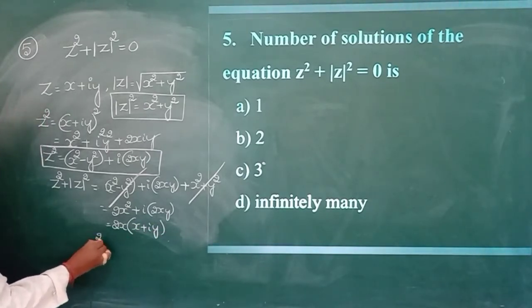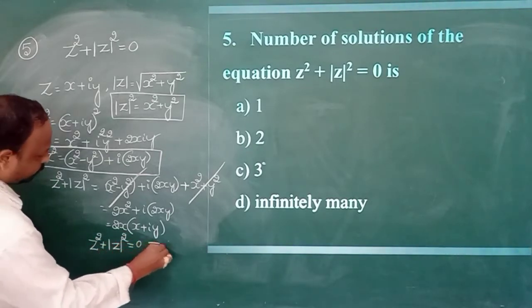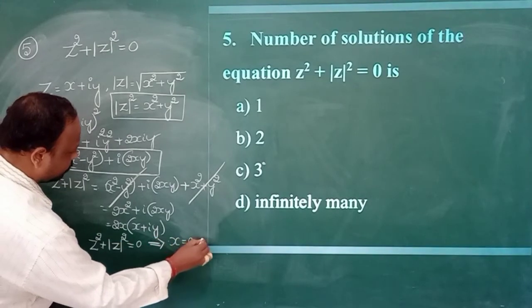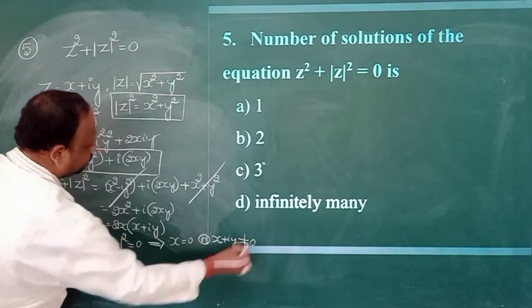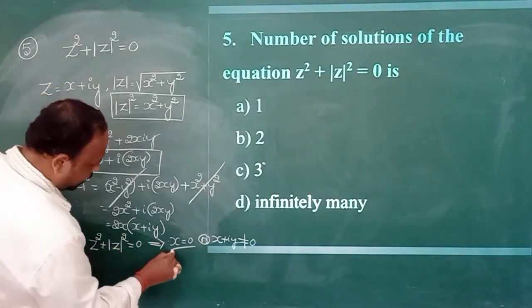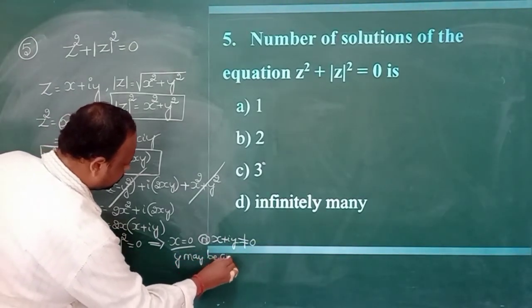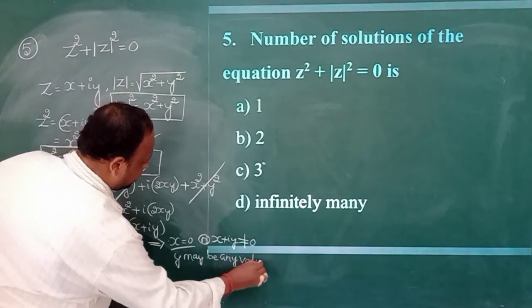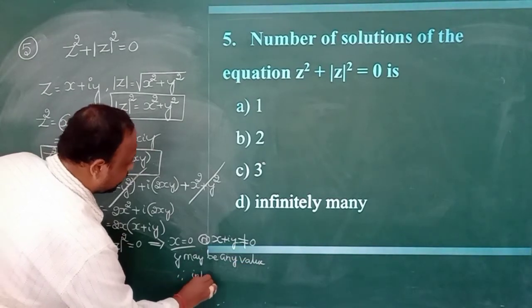z square plus mod z square is equal to 0, which implies x is equal to 0 or x plus iy is 0. But x plus iy should not be 0, because x plus iy is a complex number that cannot be 0. So x is equal to 0 and y may be any value. Therefore there are infinitely many solutions.